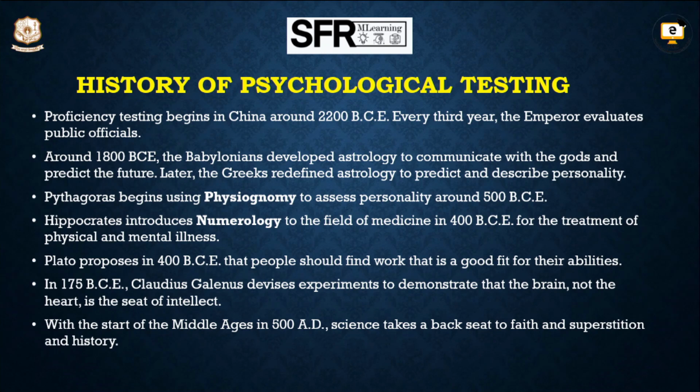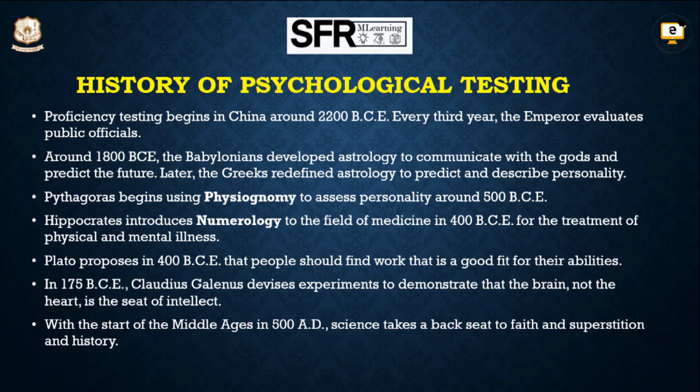Coming to the history of psychology, in 2200 BCE there was a test called the proficiency test, which was used by the emperors who were ruling the people to evaluate public officials, whether they were fit for a particular role or not. And in 1800 BCE, the Babylonians developed the concept called astrology. They believed that by using astrology we can communicate with God and predict the future of the individual. But the Greeks redefined this concept: by using astrology we can describe the individual's personality and predict the individual's behavior.